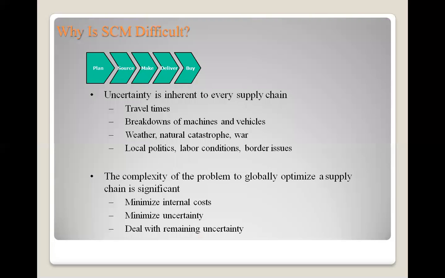Why is supply chain management difficult? The main reason for difficulty in supply chain management is that uncertainty is inherent to every supply chain: travel time, breakdown of machines and vehicles, weather, natural calamities and war, local politics, labor condition and border issues. The complexity of the problem to globally optimize a supply chain is significant: minimize internal cost, minimize uncertainty, deal with remaining uncertainty.